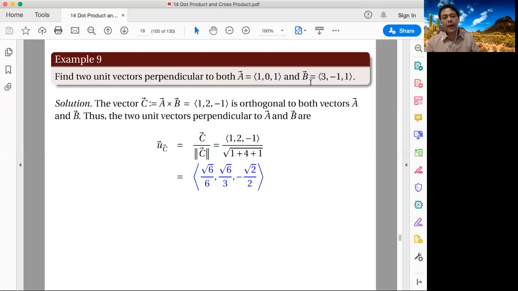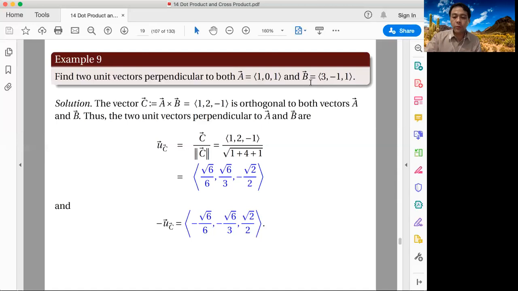Well, if this vector is perpendicular to this vector, then this vector will also be perpendicular to this vector. So to get this vector, I just get the negative, put it in the opposite direction. So the negative of u sub C will also be perpendicular to A and B.